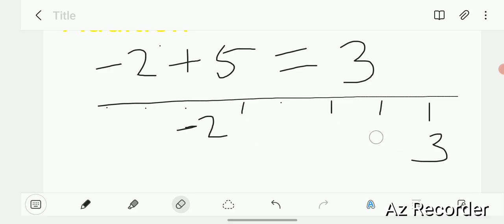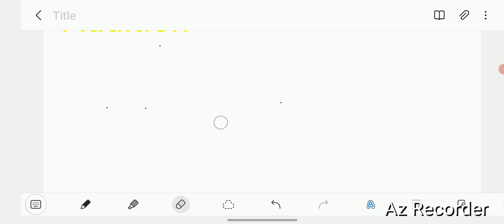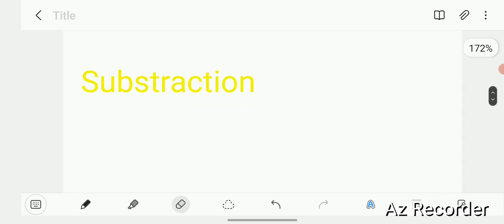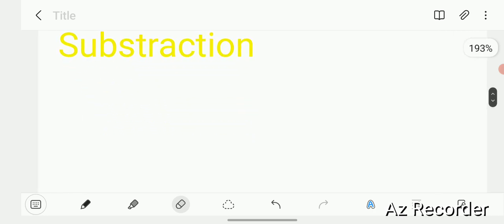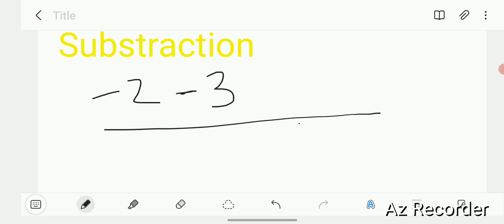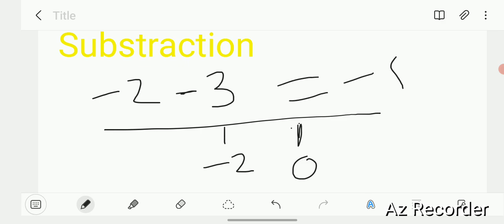Okay, this is integer addition. Now we are going to discuss integer subtraction. -2 minus 3: out of -2 you have to subtract 3. You are already at -2. You should go 3 steps leftward, as I said in the previous one. The answer is -5. You will face the problem when a plus and a minus enter.